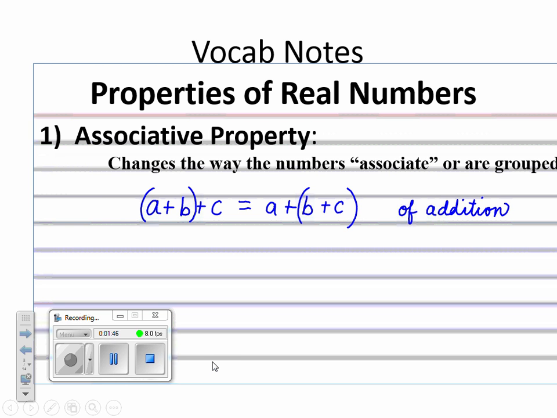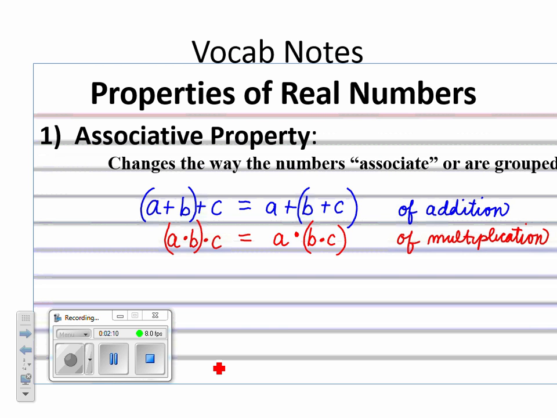Okay, now there's also an associative property of multiplication. And as you would guess, it just uses multiplication instead of addition. So if I took A times B times C and I grouped A and B together, that would be equivalent if I took A times B times C and grouped B and C together. So the associative property is basically saying that no matter how you group them together, those two sides should be equivalent.